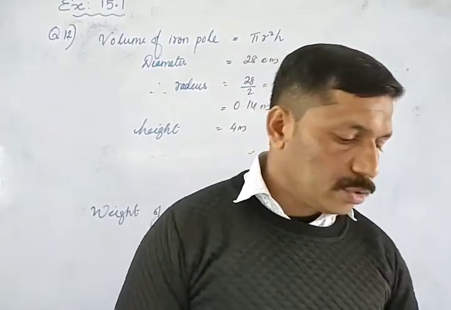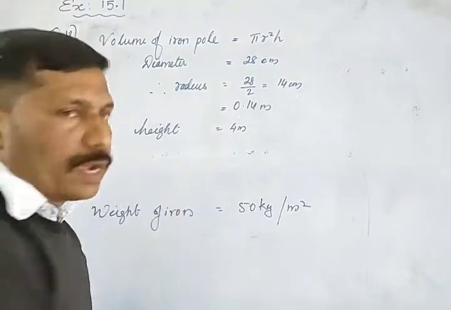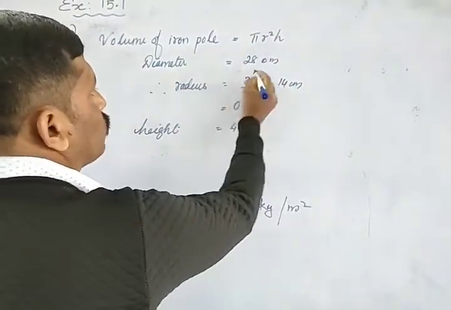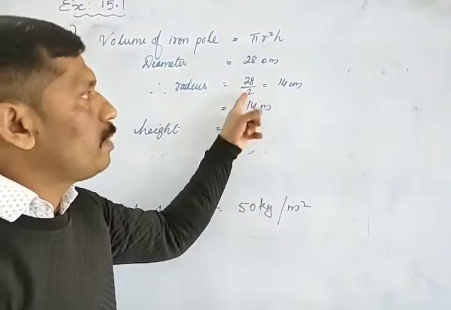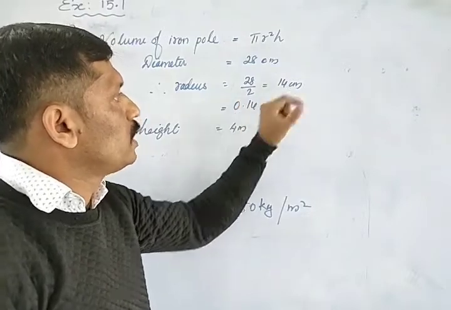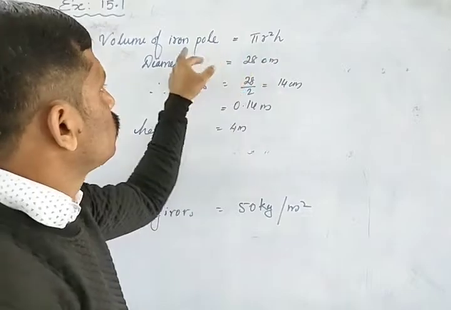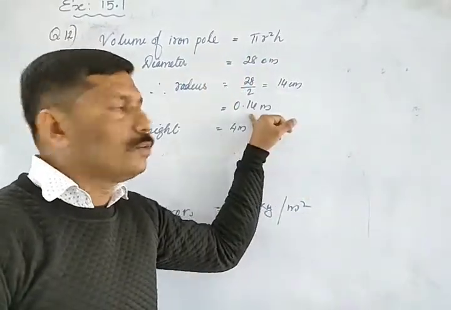So here students, the volume of the iron pole we have to find out first. Volume of the iron pole is equal to pi r square. But diameter is given 28 centimeter. Radius is equal to diameter divided by 2. If we divide this diameter by 2, we get a radius of 14 centimeter. That 14 centimeter we change to meter because the height is given in meter. Therefore, we convert it to meter, that is 0.14.